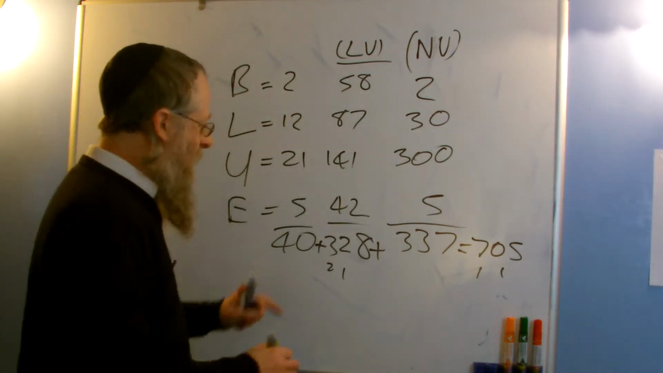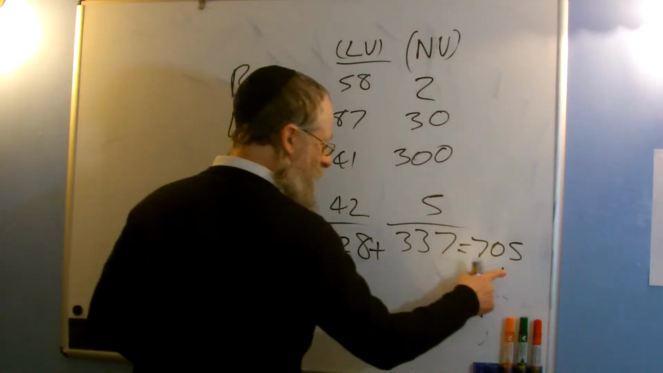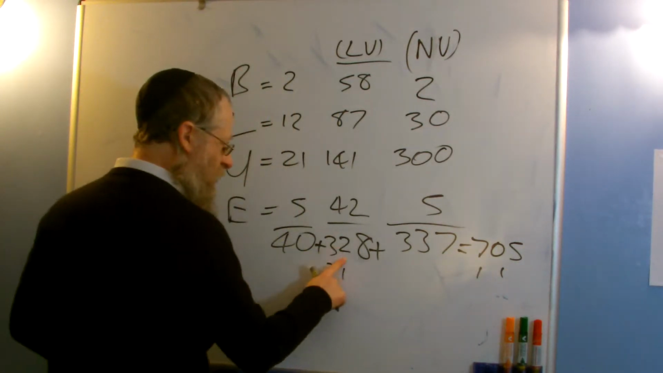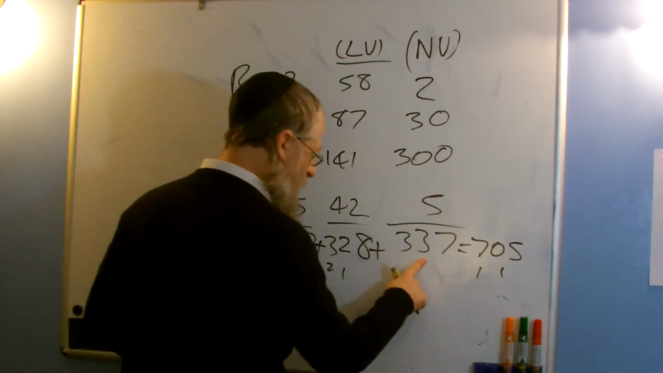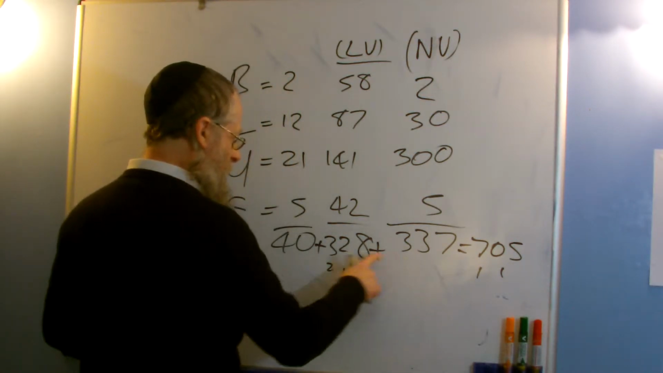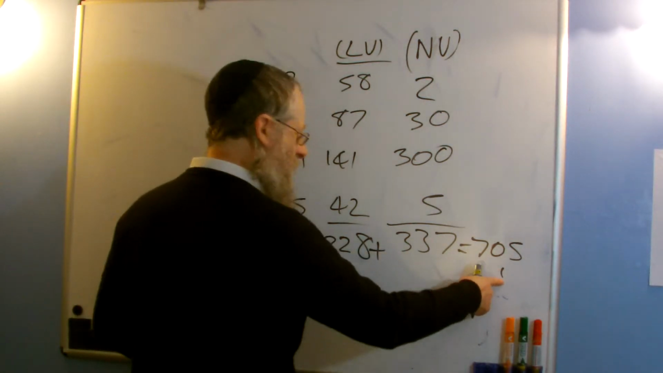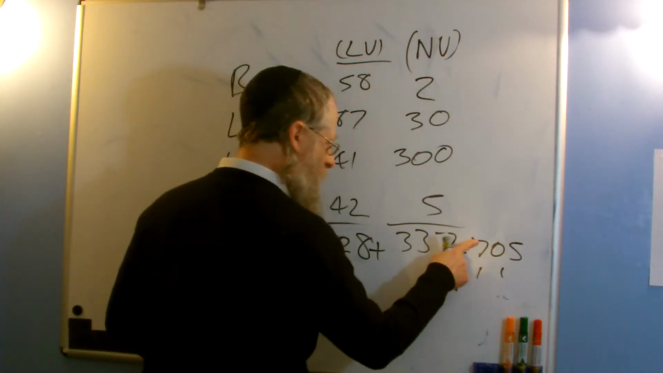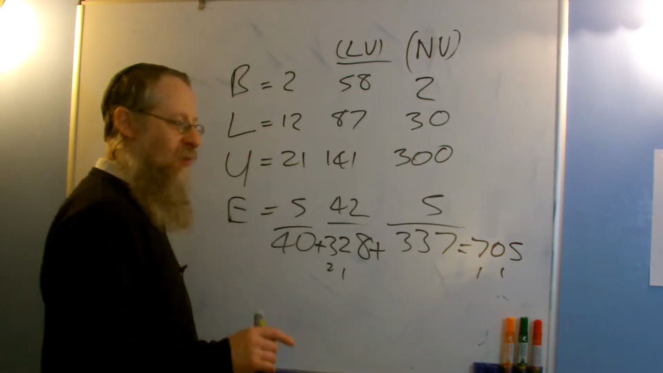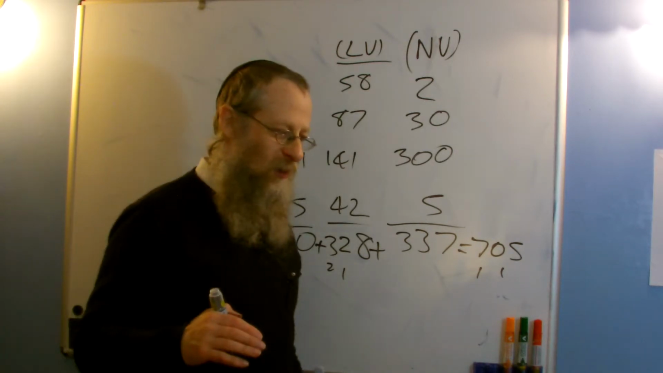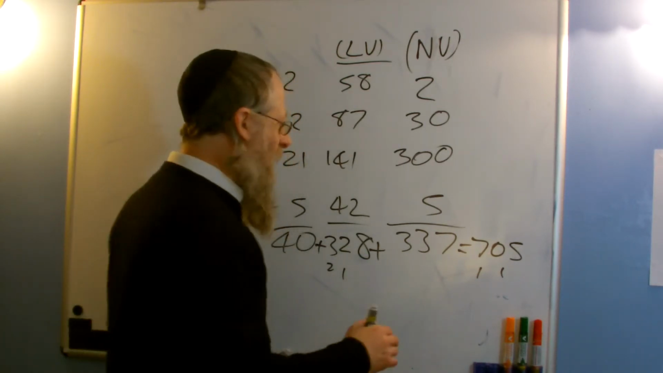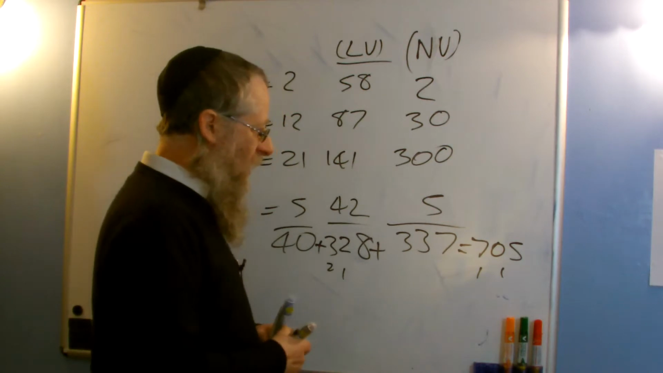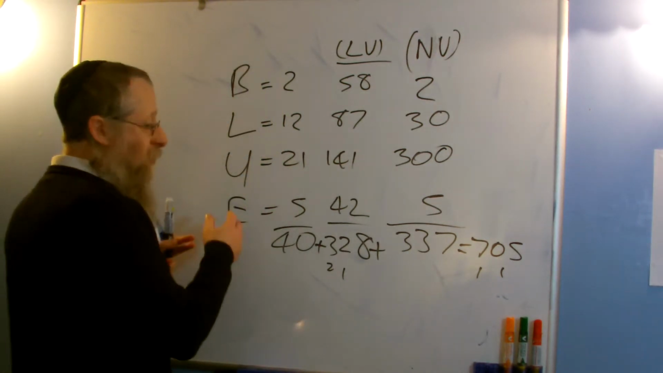Again, 8 and 7 is 15, carry 1. 4 plus 2 plus 3 is 9 plus 1 is 10, carry 1. 3 and 3 is 6 plus 1 is 7. 705. And that was the large value of Magen David, 705. So we see that there is an intrinsic connection between blue and the Magen David.